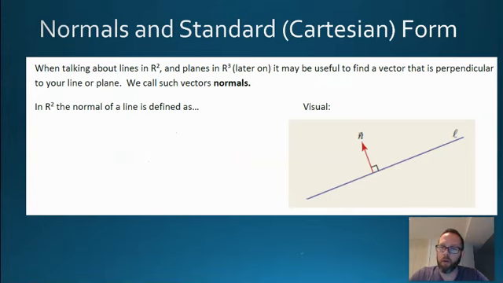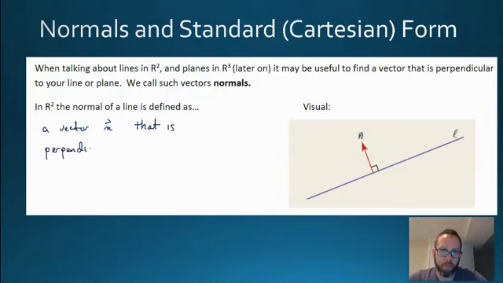All right, one more thing to talk about is this idea of normals, the normal to a line. So when talking about lines in R2, and later it's going to be important when we talk about planes in R3, sometimes it might be useful to get a vector that's perpendicular to your line. We call these vectors normal. So in R2, the normal of a line is defined as a vector n that is perpendicular to your line.